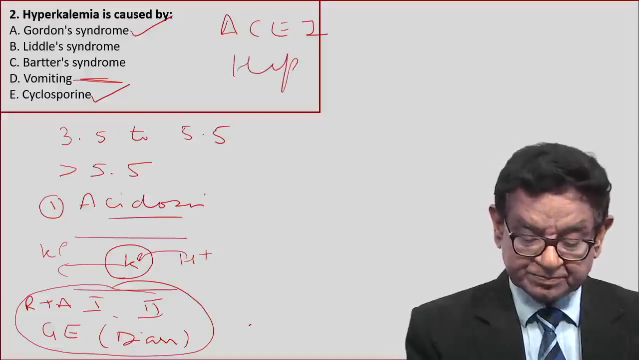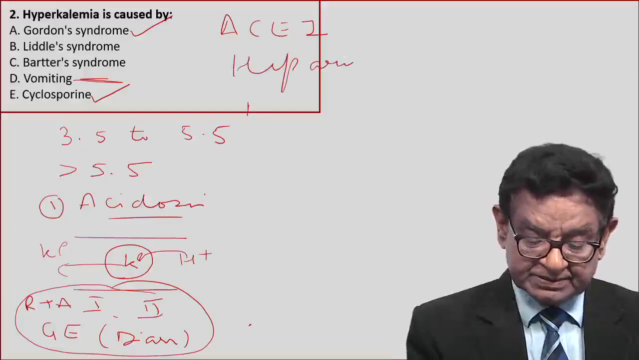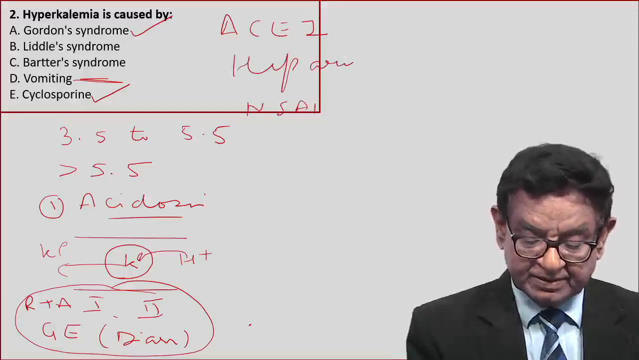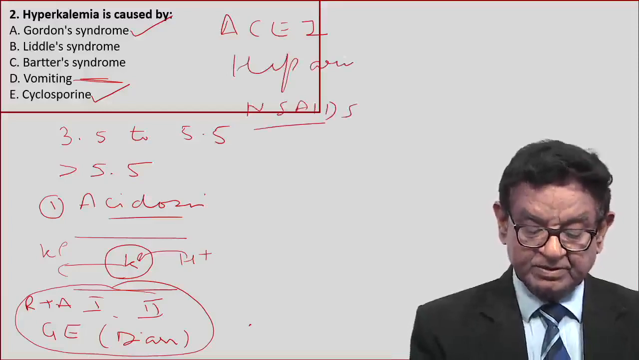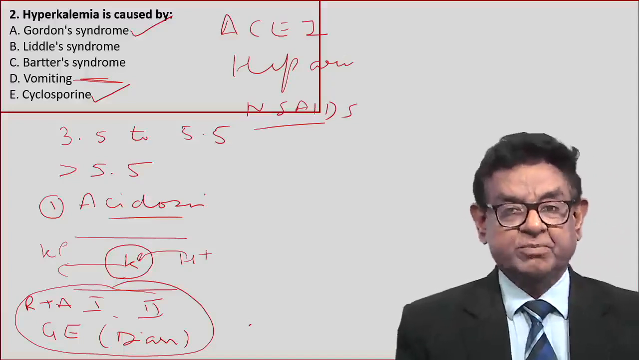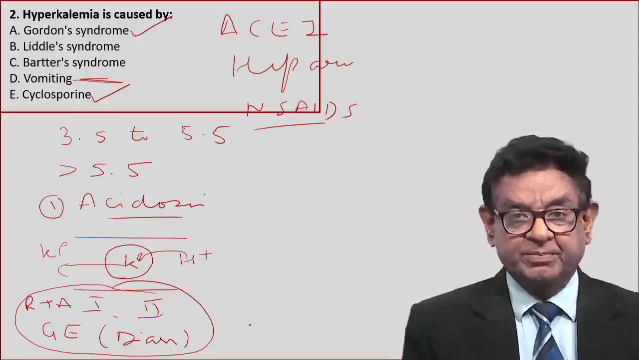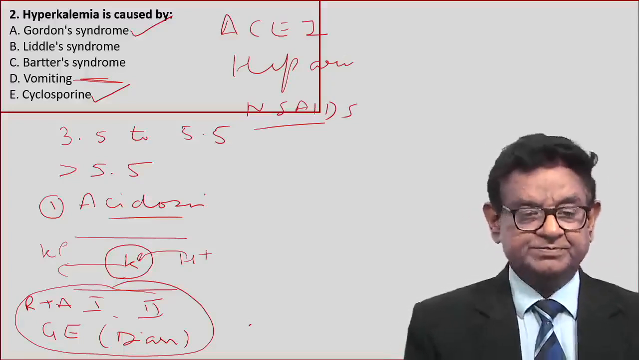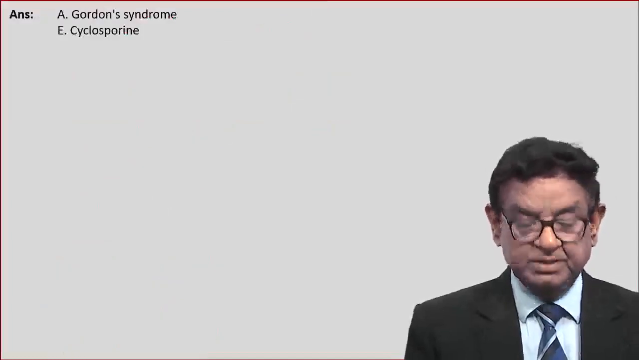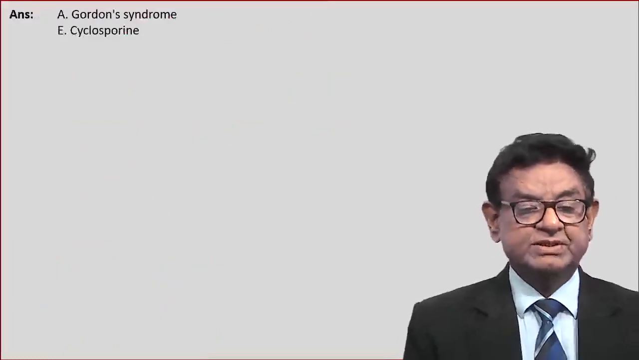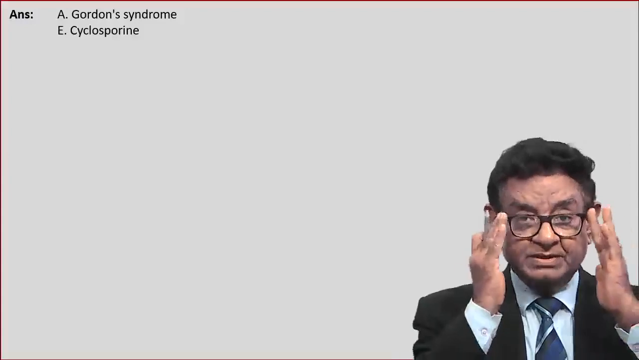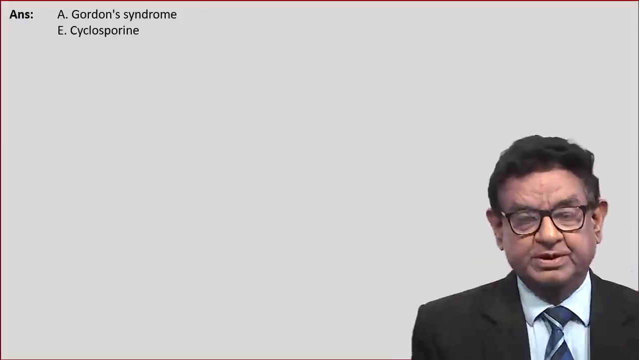Heparin and NSAIDs. These are the other important drugs which can lead to hyperkalemia. So the answer to this question is Gordon syndrome and cyclosporin.